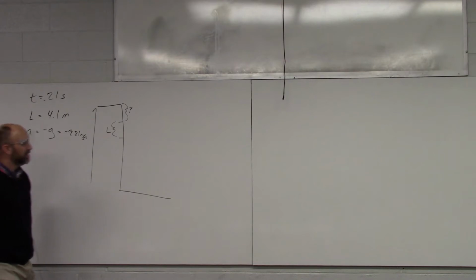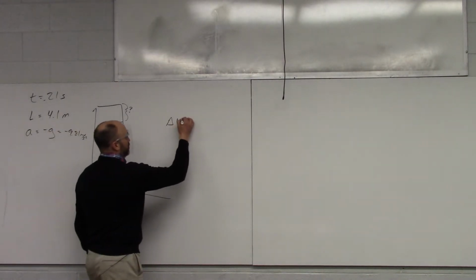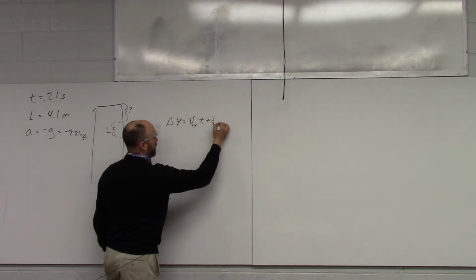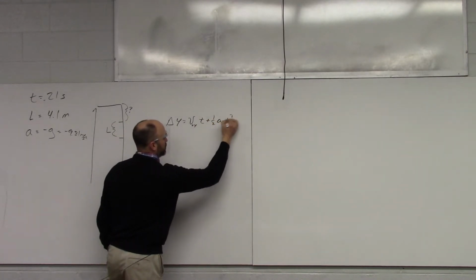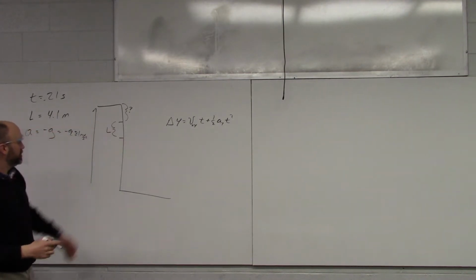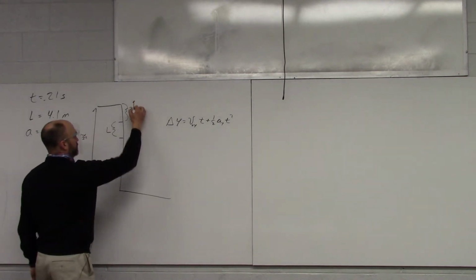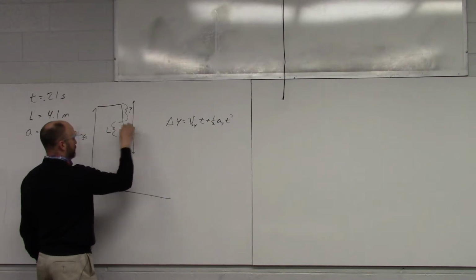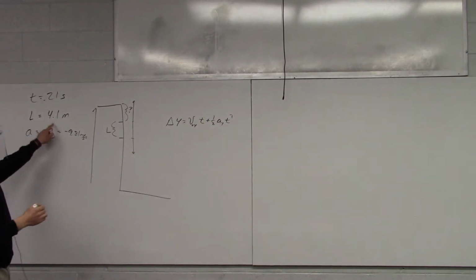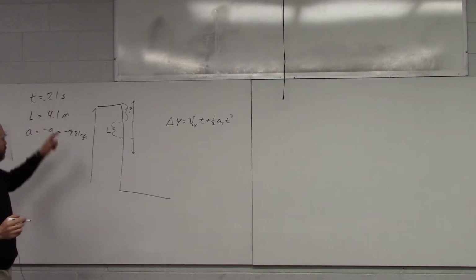Okay, so let's see. Delta y equals v naught y times t plus 1/2 ay times t squared. Okay? And notice I'm putting everything in the y direction because the ball falls here and goes there, and this time period here, from here to here, that's your 4.1 meters and your 0.21 seconds.